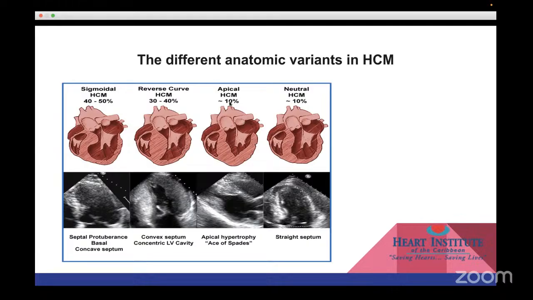There's apical HCM, which occurs in 10% of patients. And there's apical hypertrophy, so this region of the left ventricle. And on echo, there's an ace of spades appearance. And I believe there was a presentation done on specifically apical HCM a few months ago because there was a case that we had at HIC. There's also neutral HCM, which is the other 10% of patients when the septum is just straight, like what we're seeing in this image.